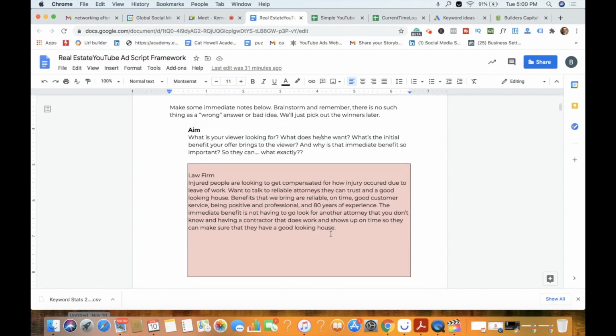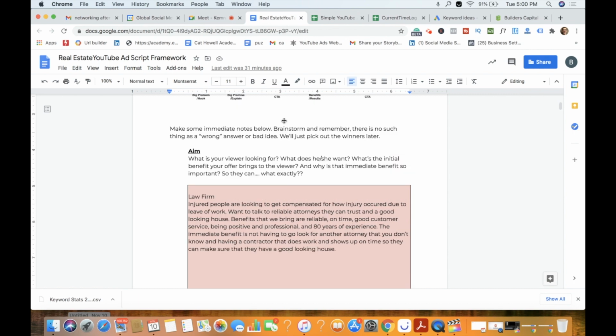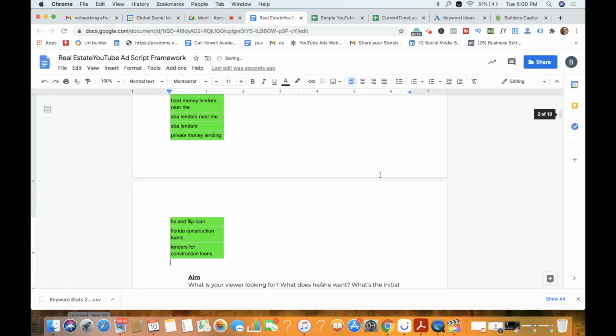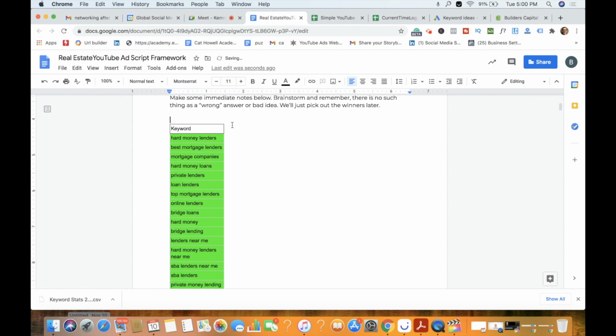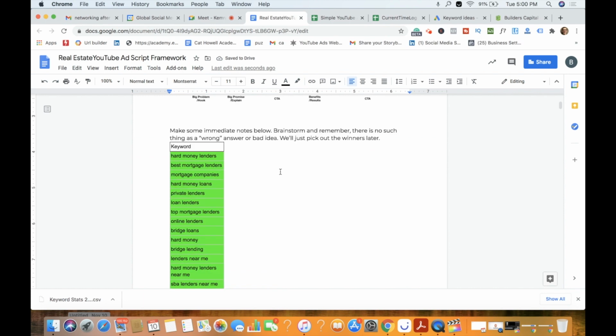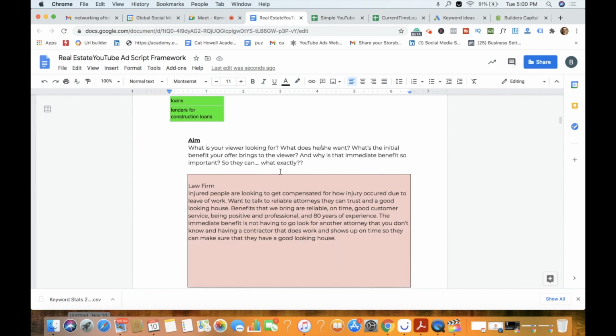So looking at some of those keywords, right? It might even be good for you to have that list on your script so that you can refer to it, okay, this is what people are searching for, and I need to have these keywords somewhere in the script potentially. So let's say hard money lenders, best mortgage lenders. A lot of these you already kind of knew, but maybe that will guide you.